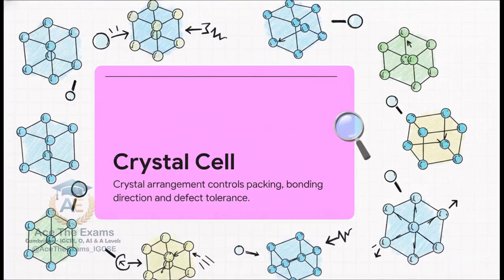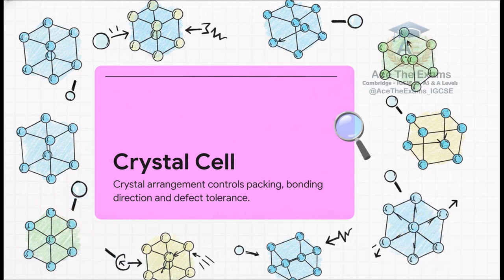Instead of just defining these cells as simple geometric shapes, we have to explicitly state their microscopic mechanism. When you sit down for that paper, your mind must immediately jump to 3 things: packing, bonding direction, and defect tolerance. The fundamental physics here is that these specific crystal arrangements, whether they're primitive or non-primitive, directly control internal packing, bonding direction, and defect tolerance at the atomic level.